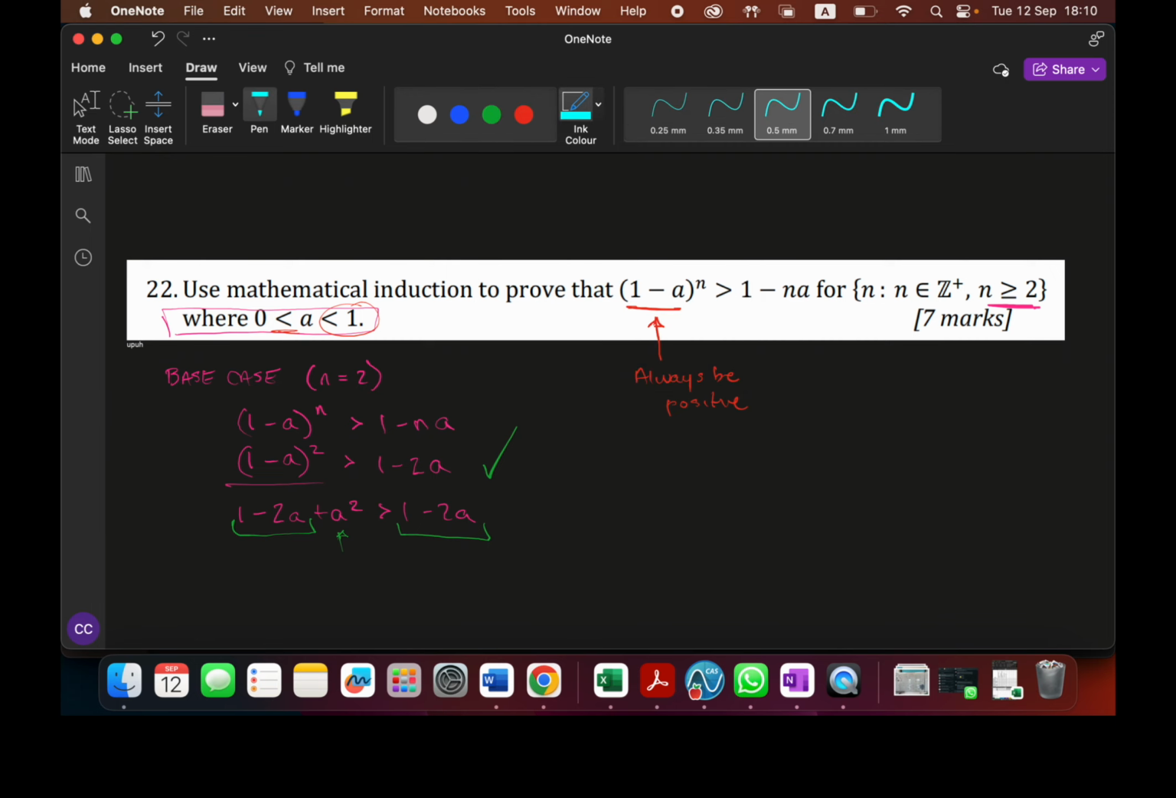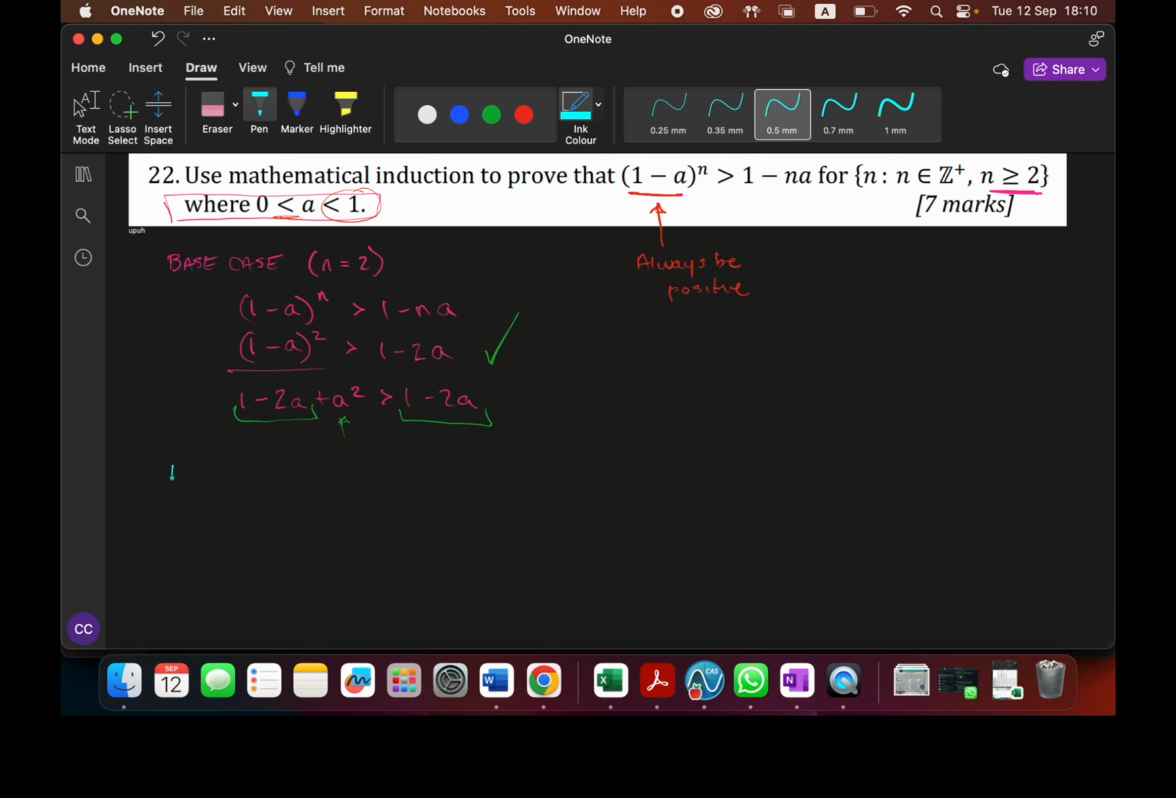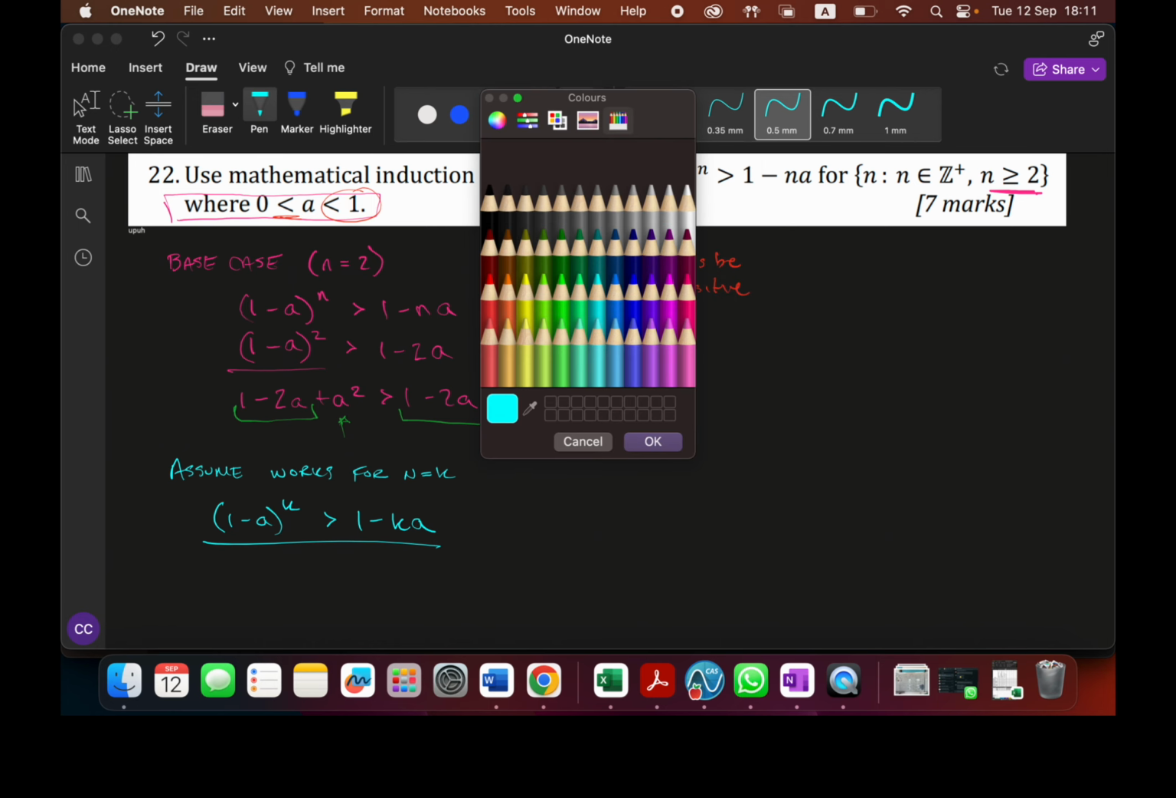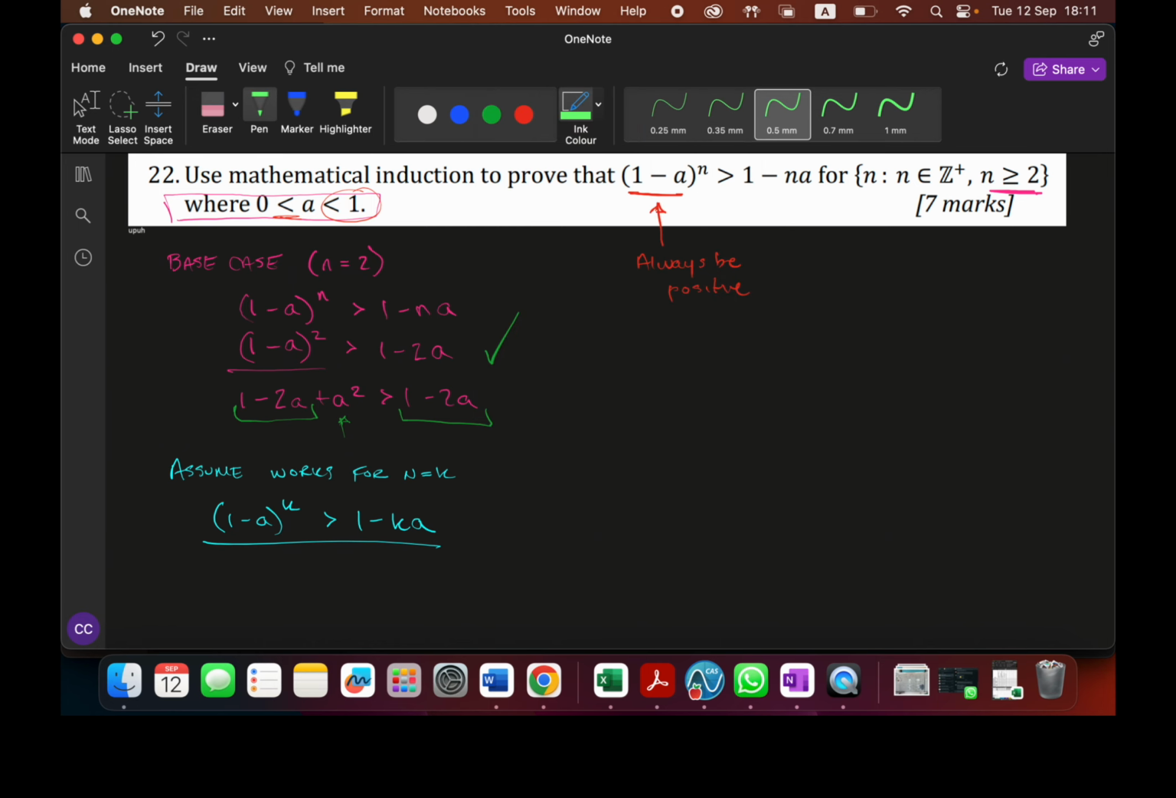The next part of this is the assumption. We're going to assume that it works for n equals k. So I would have (1 - a)^k has to be greater than 1 - k times a. That's an assumption that we're going to use during our inductive step, which is what comes next. Green's my favorite color, so let's do our induction in green.